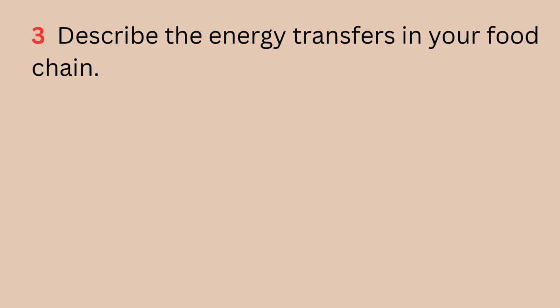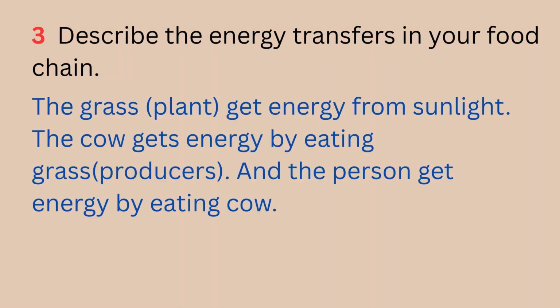Question number 3. Describe the energy transfers in your food chain. The grass plant gets energy from sunlight. The cow gets energy by eating grass, the producer, and the person gets energy by eating the cow.